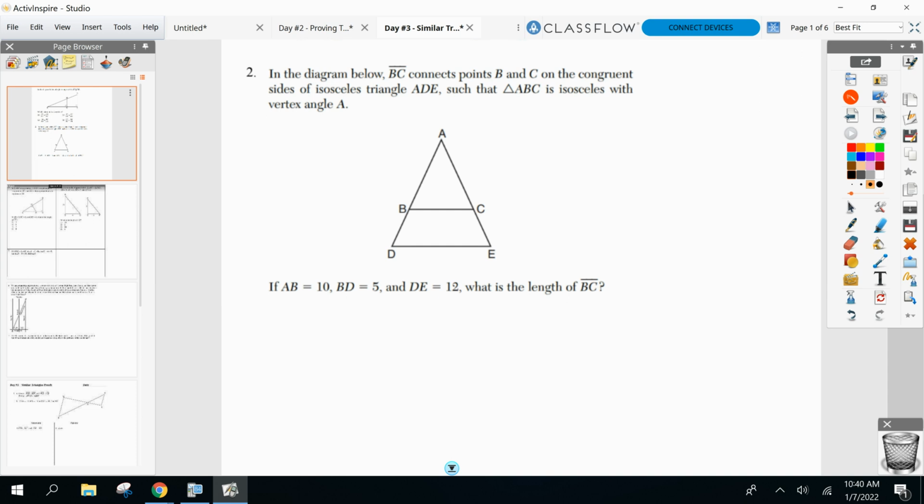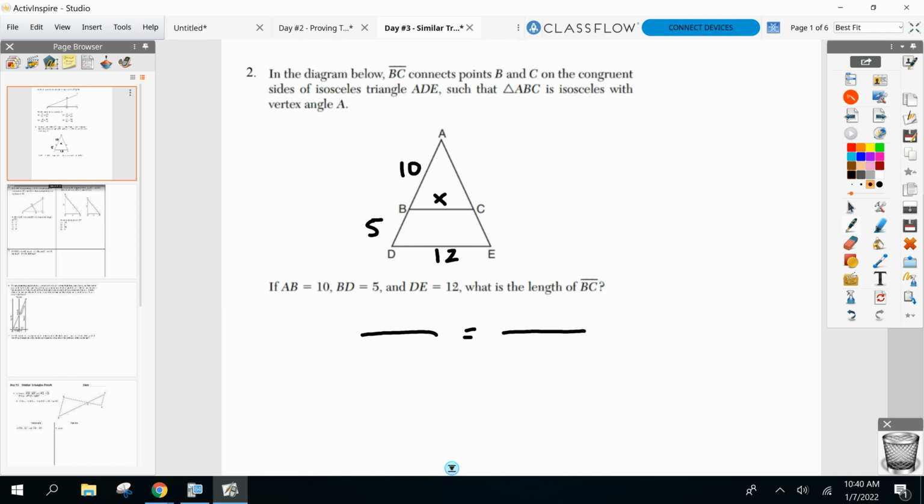Yep, isosceles triangle ADE. Yep, ABC's isosceles. Great. AB, ready? AB is 10. BD is 5. DE is 12. What's the length of BC? All right. Do you see 2 triangles in this diagram? Yeah. ABC and ADE, right? All right. I'm going to help you write the proportion now.